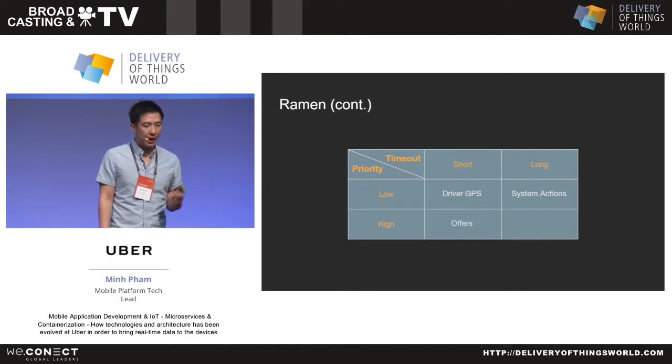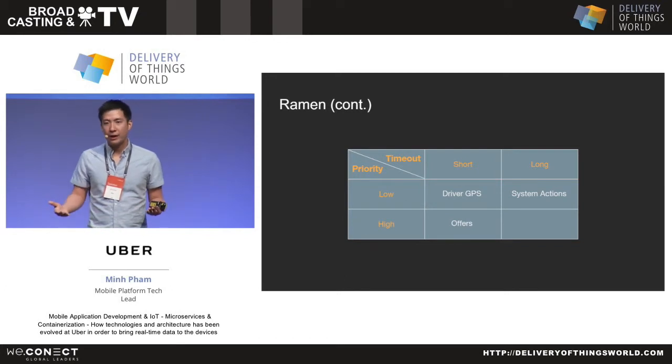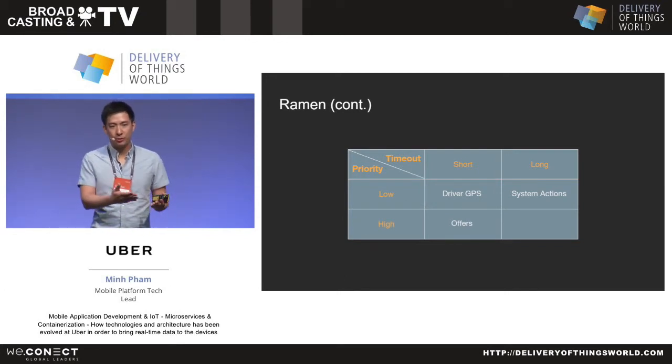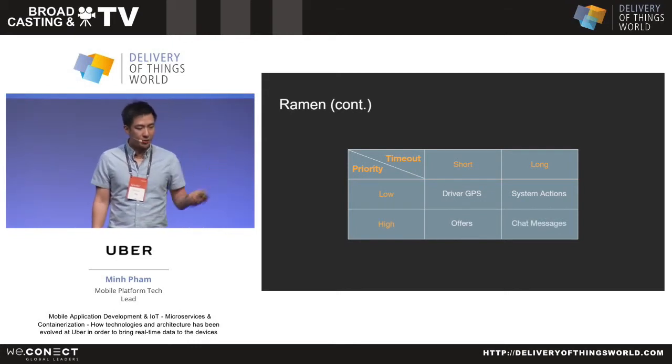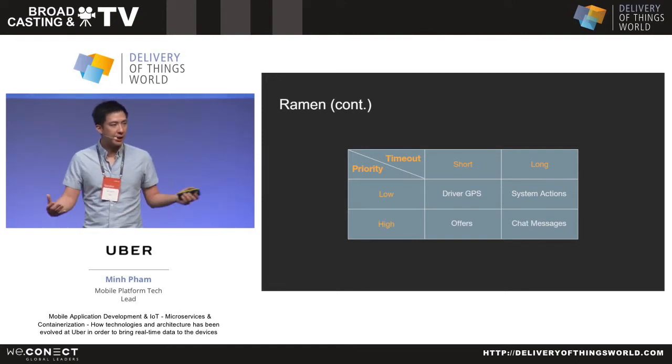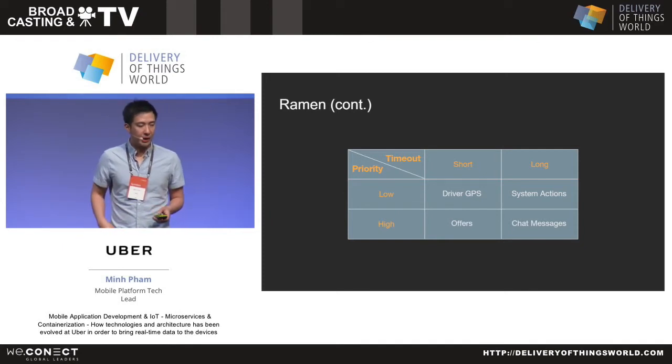On the other side, you're going to have messages with an extremely short timeout but high priority, like an offer. If you send an offer that has an expiration to a user, you want to make sure that the offer arrives before the expiration. And the last quadrant is long timeout and high priority, something like chat messages. When you send a chat message, you want to make sure that the message is going to get there eventually, so we set an extremely high timeout to make sure that happens.